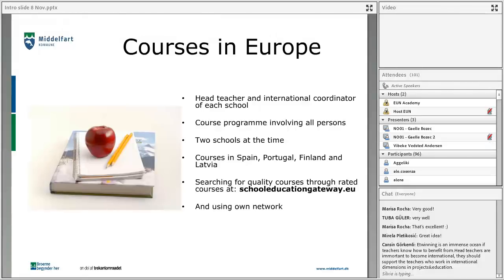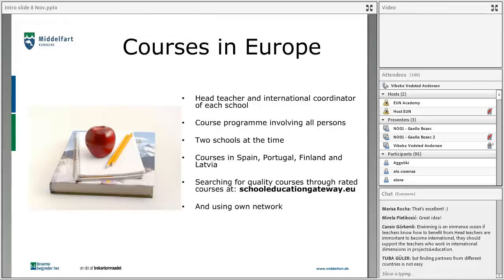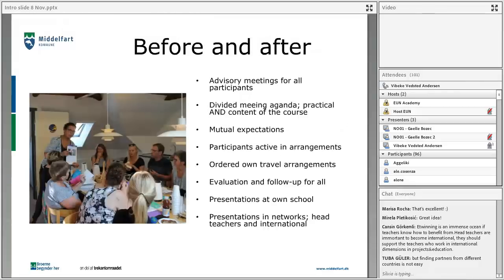But how do you find a course which actually also contains quality for a week? We looked at School Education Gateway, and we found our courses there through the rated courses. So we were very happy about this rating system that the School Education Gateway has. And obviously, we also used our own network as well.